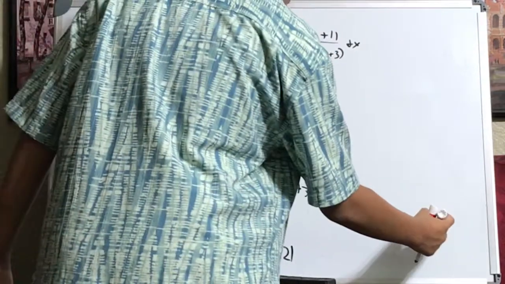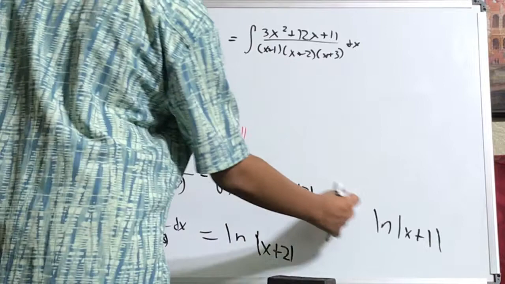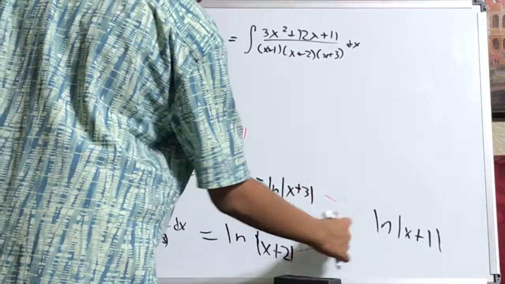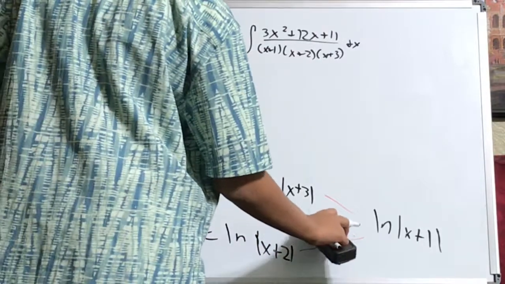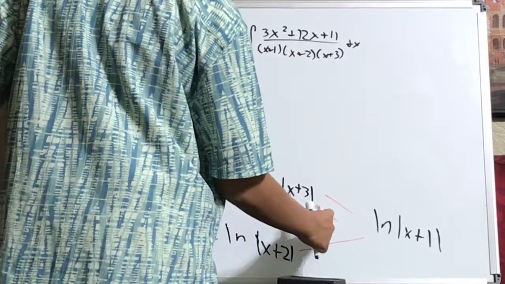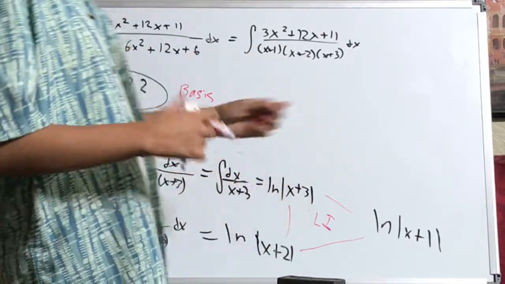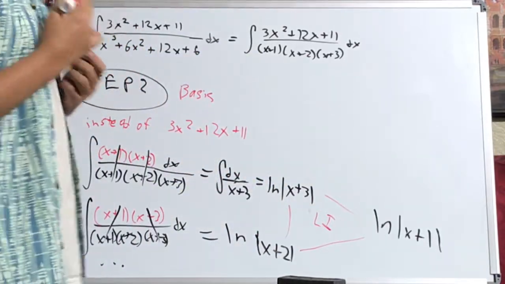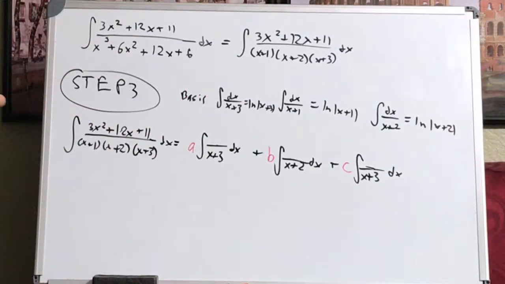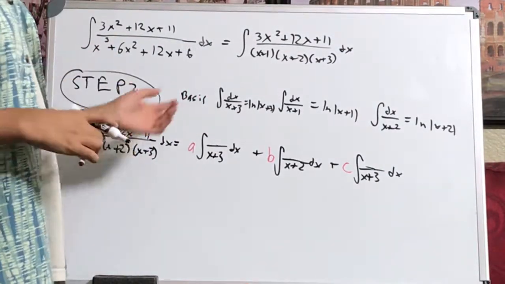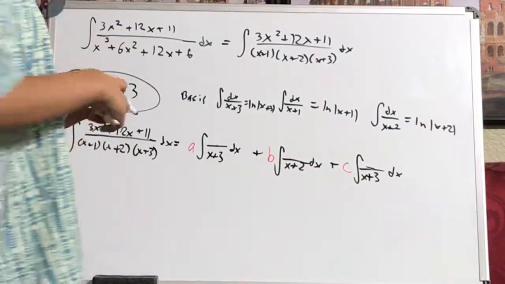Okay, notice these three right here are all linearly independent, and combined they make up the original. So these are our bases. Now that we have our basis vectors and they're all linearly independent, we can try to express our original integral as a linear combination of our basis vectors.